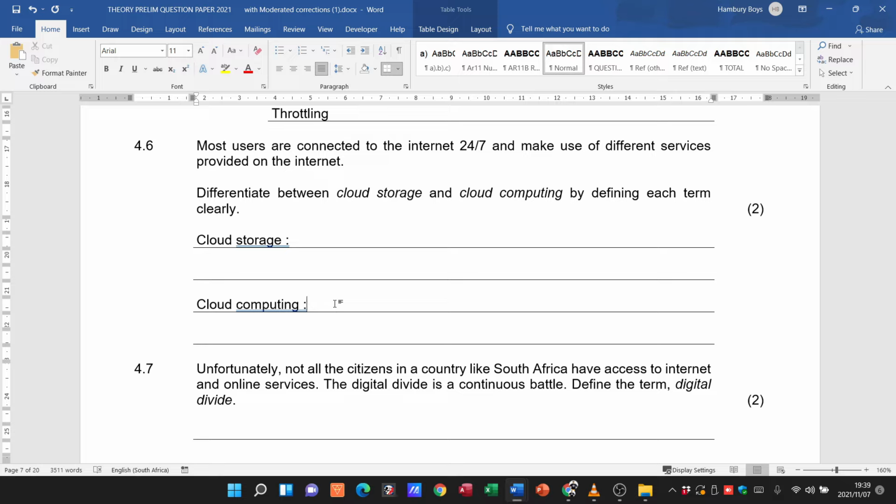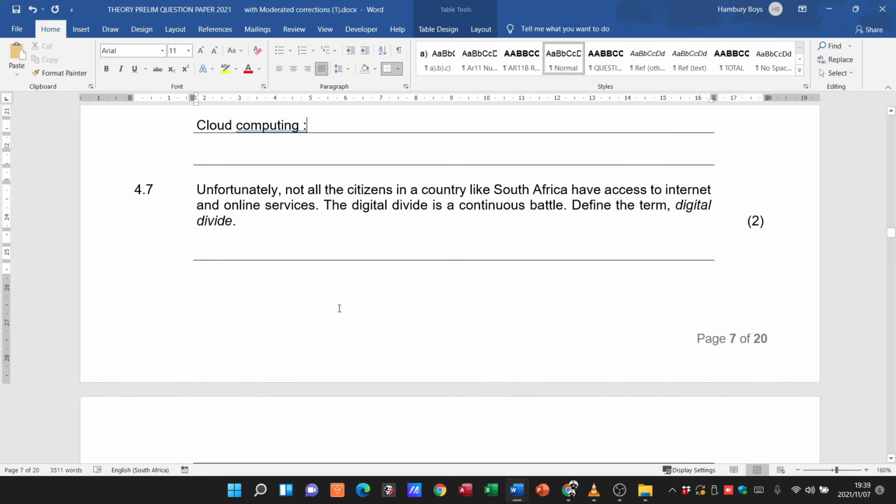It has advantages in that you don't have to install anything on your PC, and regardless of your PC speed, you can still have access to that, but it doesn't always come with all the features and things like that. So that's just the difference between cloud computing and cloud storage.